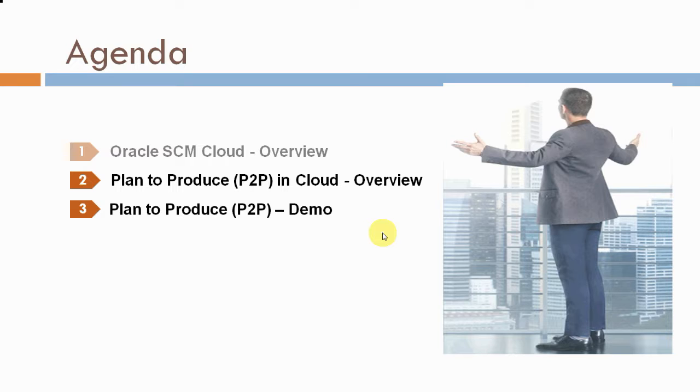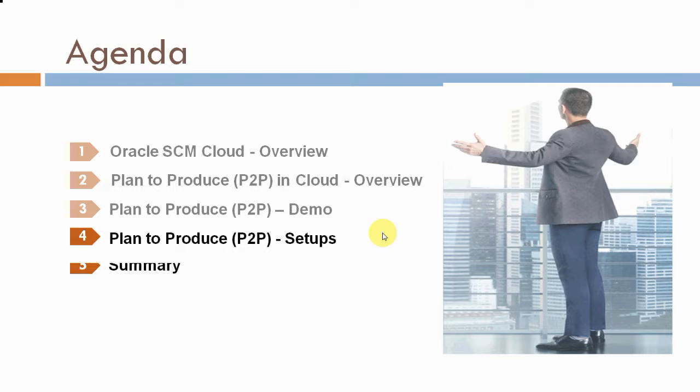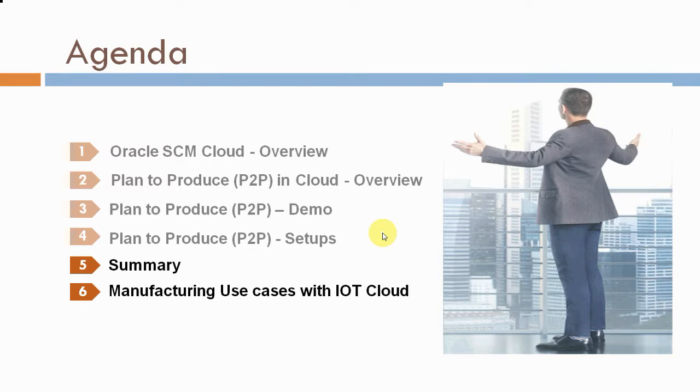Then I am going to do a screenshot demo of the whole Plan to Produce demo, starting from Planning Central to Inventory, Manufacturing Cloud, ending in Costing Cloud. Then I will show you the setups for the whole Plan to Produce cycle for all those cloud applications, cloud modules. Then I will summarize whatever information or topics I covered from Oracle SCM Cloud all the way to Plan to Produce setups.